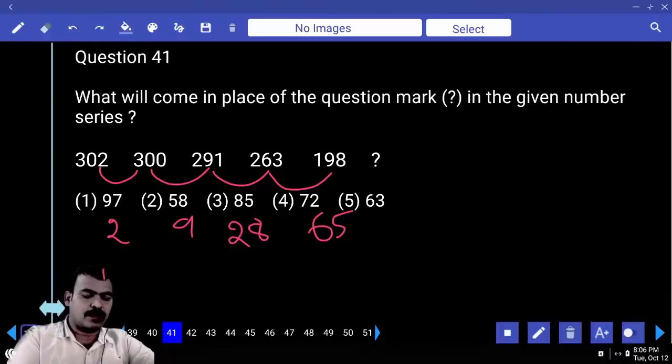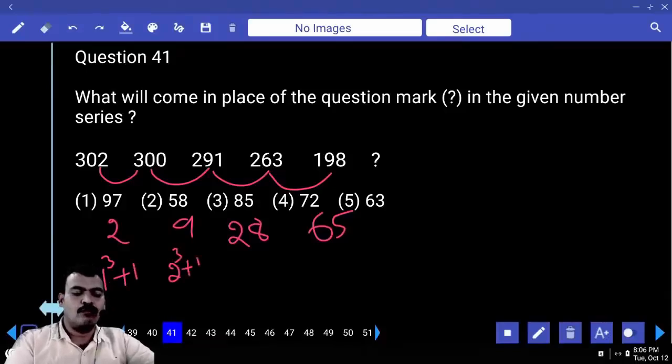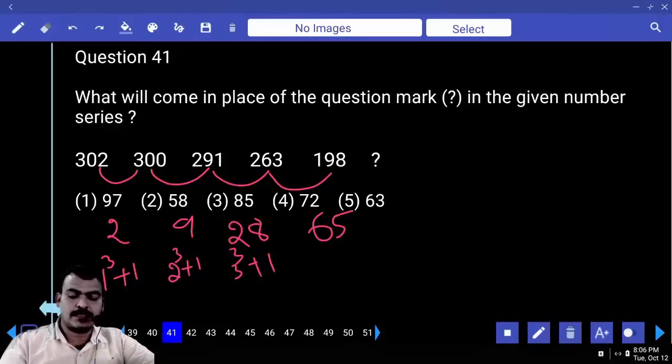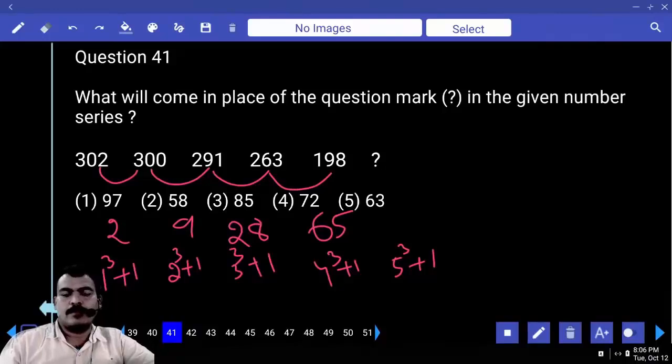2, 9, 28, 65. 2 is nothing but 1 cube plus 1. 9 is nothing but 2 cube plus 1. 28 is nothing but 3 cube plus 1. 65 is nothing but 4 cube plus 1. Obviously, the next one is 5 cube plus 1. What is 5 cube? 125, plus 1.